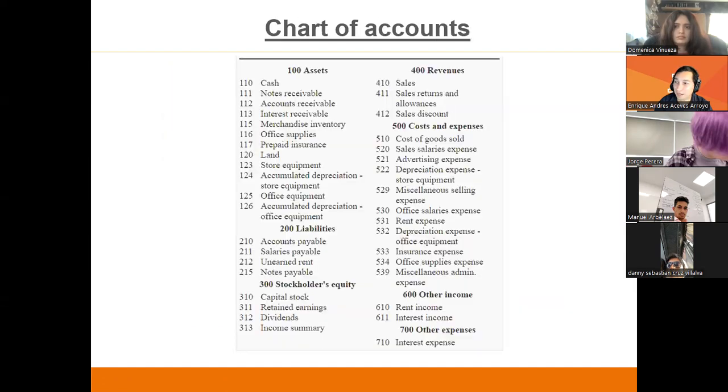This is a chart of accounts, guys. This is a very standard chart of accounts. It means whenever you have an accounting system, you need to provide a chart of accounts. These are the accounts that you use in order to record accounting transactions.